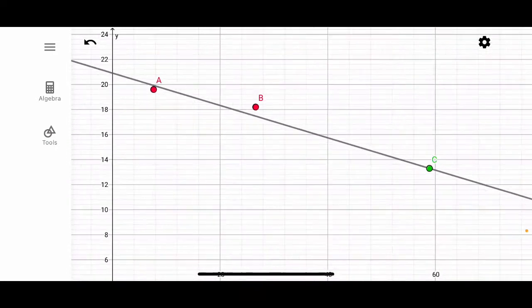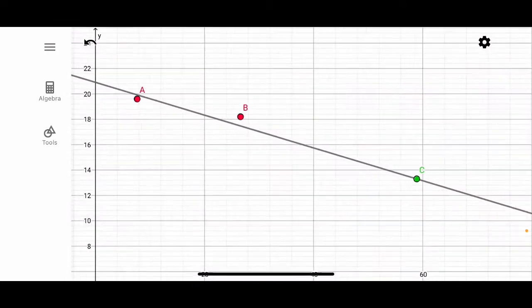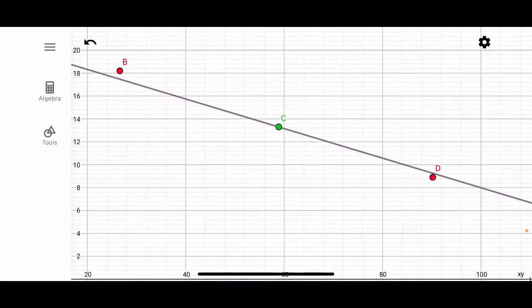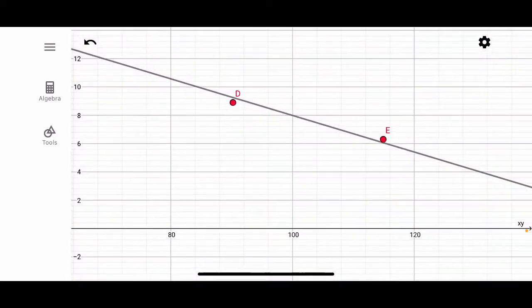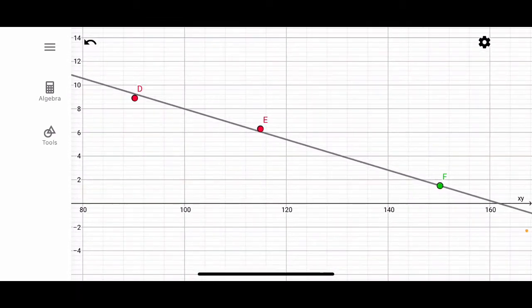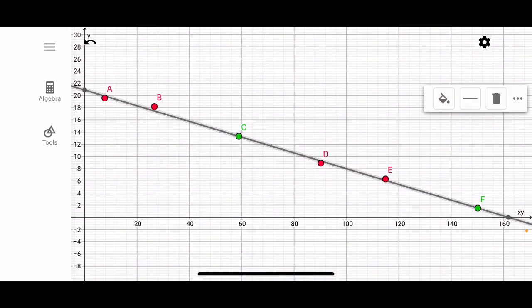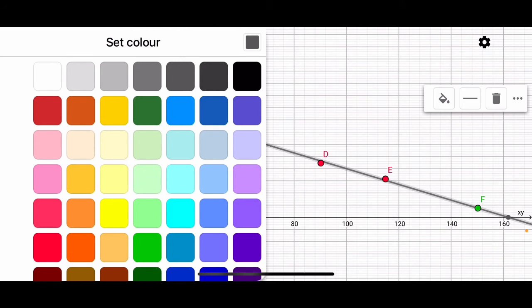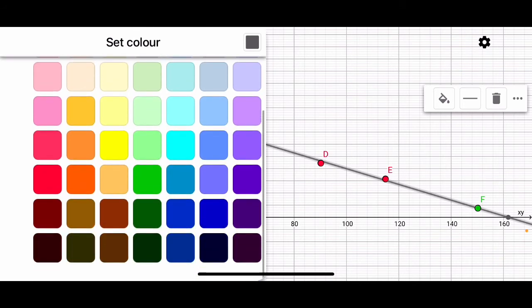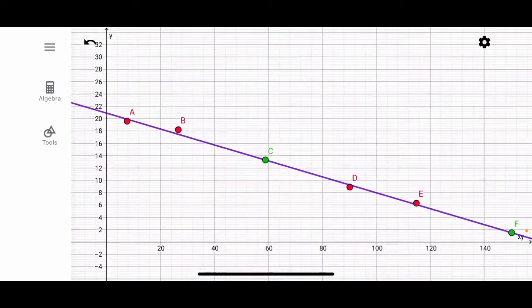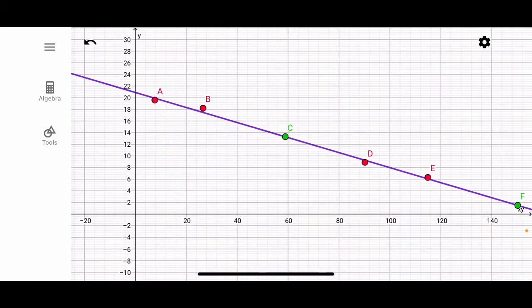Again, I show you point A below the line, point B above the line, point C on the line, point D below, point E above, and then point F is exactly on the line. So the most beautiful line, or what we call the line of best fit, is this one. We consider the arrangement of all the points. The number of points below and above the line must be balanced.